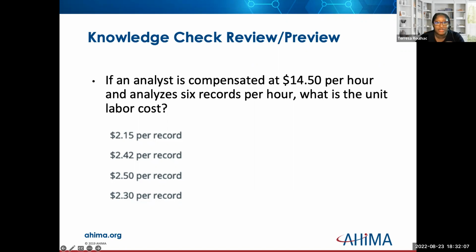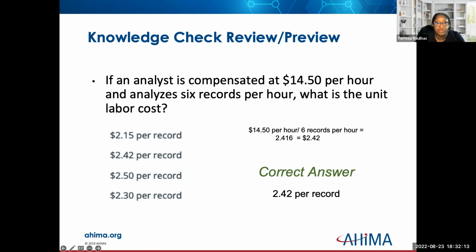The correct answer is 2.42 per record. How we got to that? We took the 14.50 per hour and divided that by 6 records per hour, equaling 2.416. But you're not going to have a $2.416 amount. So we round to 2 decimal places because we're talking about money. The 6 turns that 1 into a 2, letting us know that the unit labor cost is $2.42 per record.